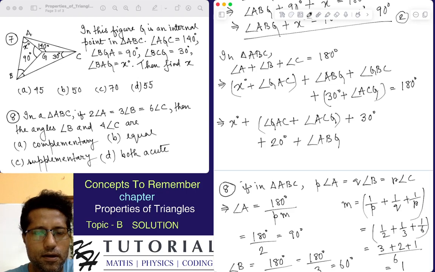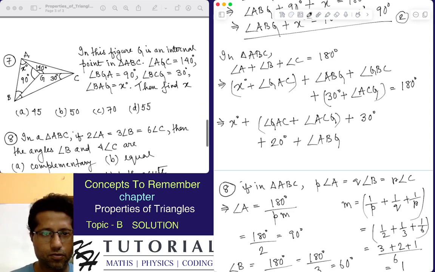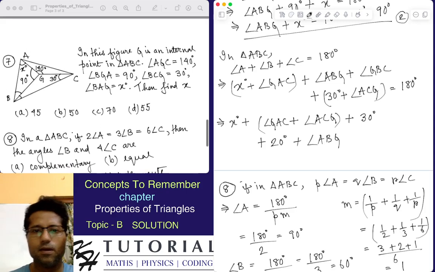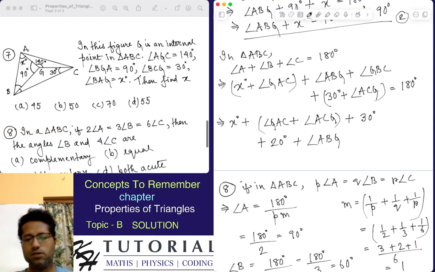Maybe the problem has been copied wrongly, or some information is missing from wherever I referred the problem. If that is so, then I'm sorry. But if it is solvable, then I will try to solve it offline and come up with a solution in the next video. So this brings to an end the solving of the sample problems of topic B, where I couldn't solve question number 7.